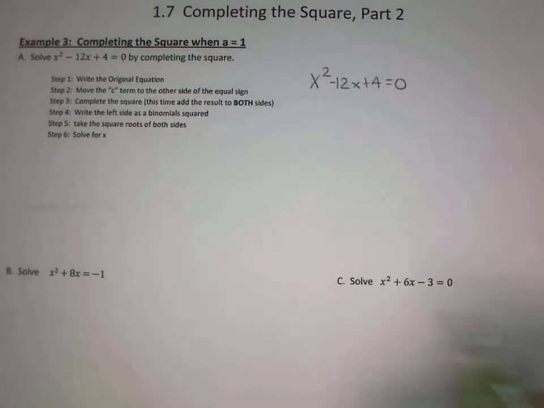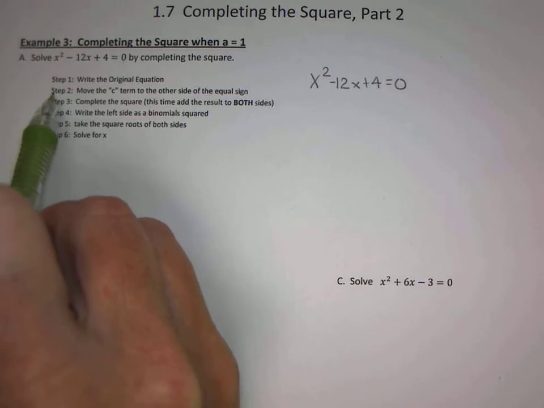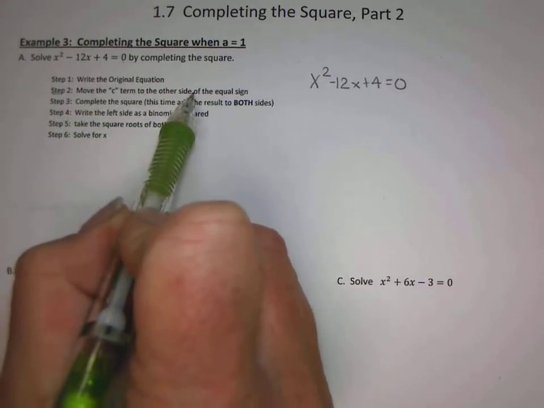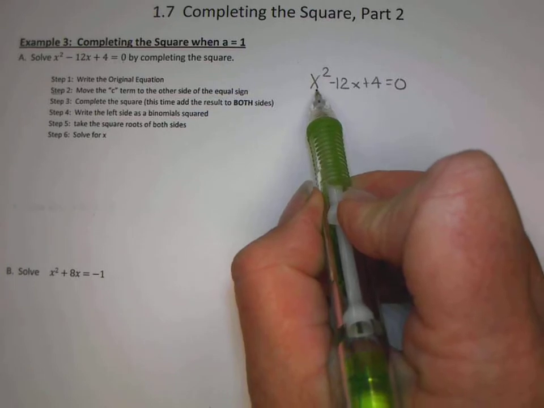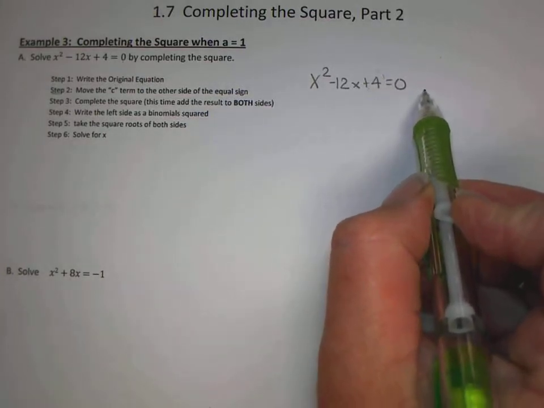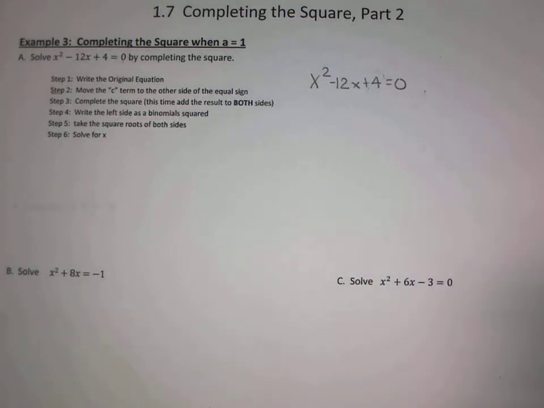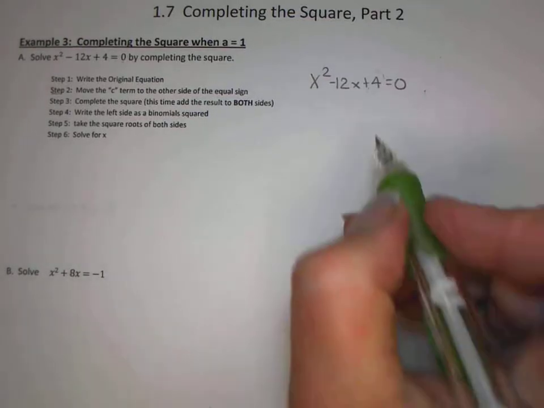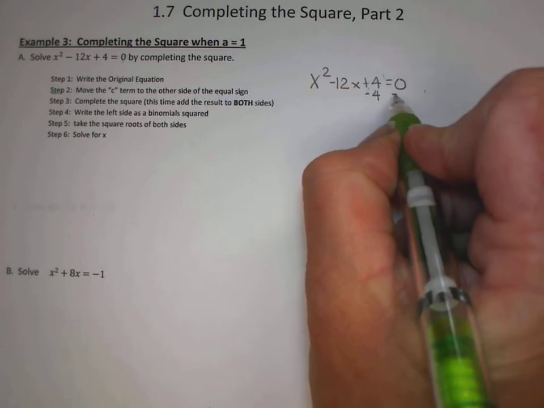All right, now this is where things change just a little bit. You are going to move the c term to the other side of the equal sign. This single term that doesn't have a variable attached to it needs to be moved over to the other side. If there is a number on the other side, you just combine it. So we would actually subtract 4 here.